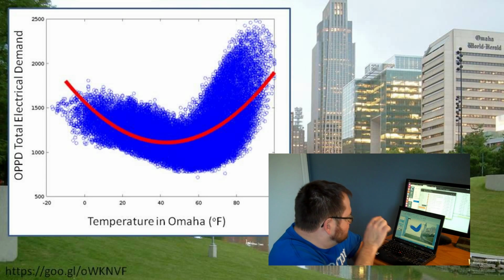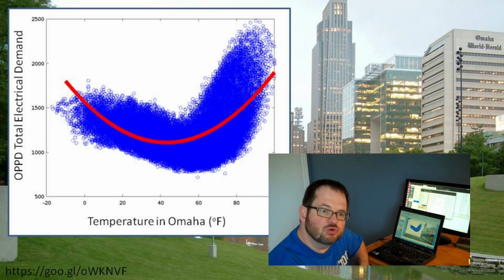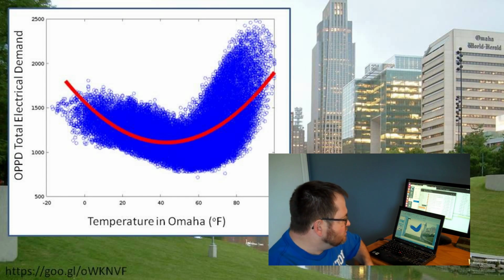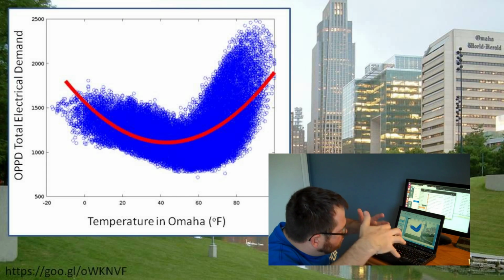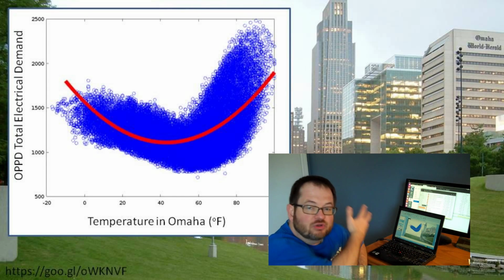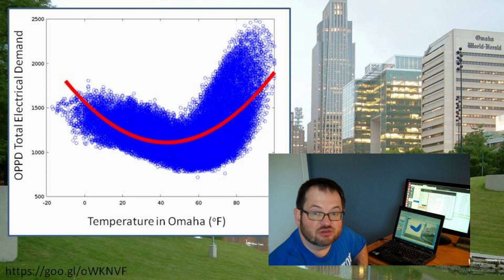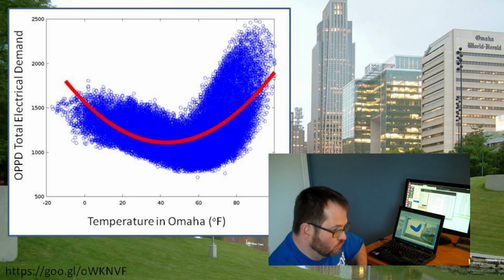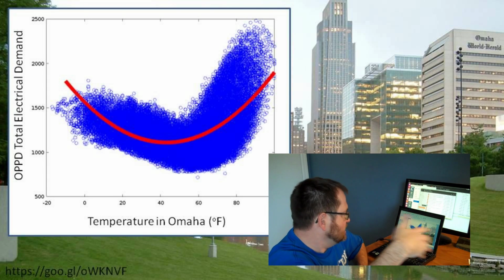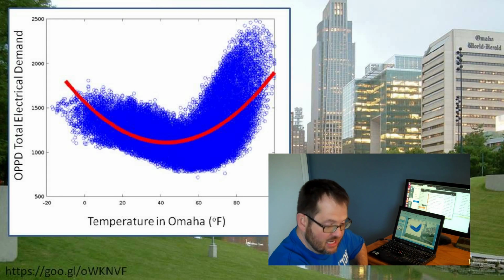So every little blue spot on the graph there corresponds to a time when they could see what was the temperature versus what was the electrical load in Omaha. And you can see that they make kind of a U-shaped pattern to those blue dots, where the colder and colder it gets in the winter, the more electrical demand there is in Omaha. And the warmer and warmer it gets in the summer, once it gets hotter than about 60 or 70 degrees, the more and more electrical demand there is based on how much air conditioning is being used.